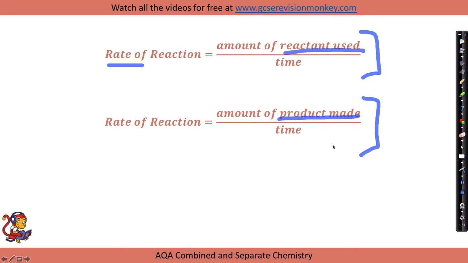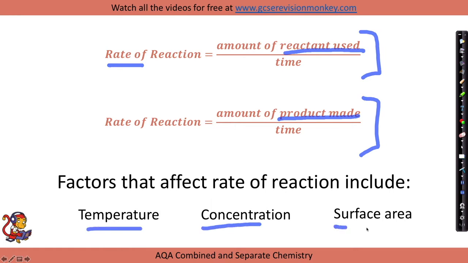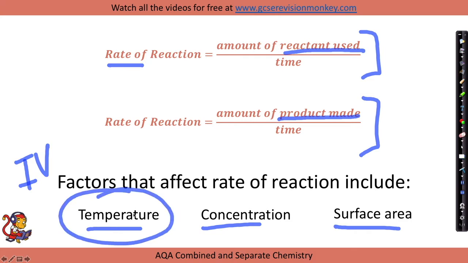Now there are several factors that you may be asked about in the exam that affect the rate of reaction. Those include temperature, concentration, and surface area. So you may well be designing an experiment and changing any one of these three things. So that would be your independent variable. And if you change temperature, for example, you need to keep concentration and surface area of your reactants the same. And the same goes if you are selecting a different independent variable. One of them you change and the other two you have to keep the same.